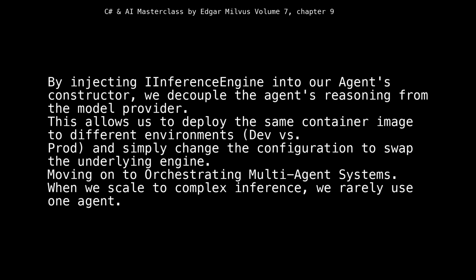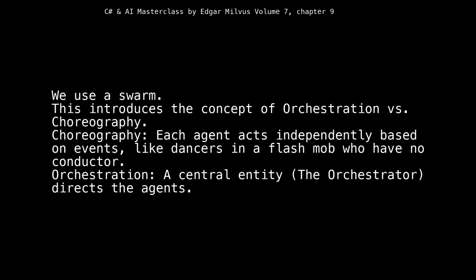Moving on to orchestrating multi-agent systems. When we scale to complex inference, we rarely use one agent. We use a swarm. This introduces the concept of orchestration versus choreography. Choreography: each agent acts independently based on events, like dancers in a flash mob who have no conductor. Orchestration: a central entity, the orchestrator, directs the agents.